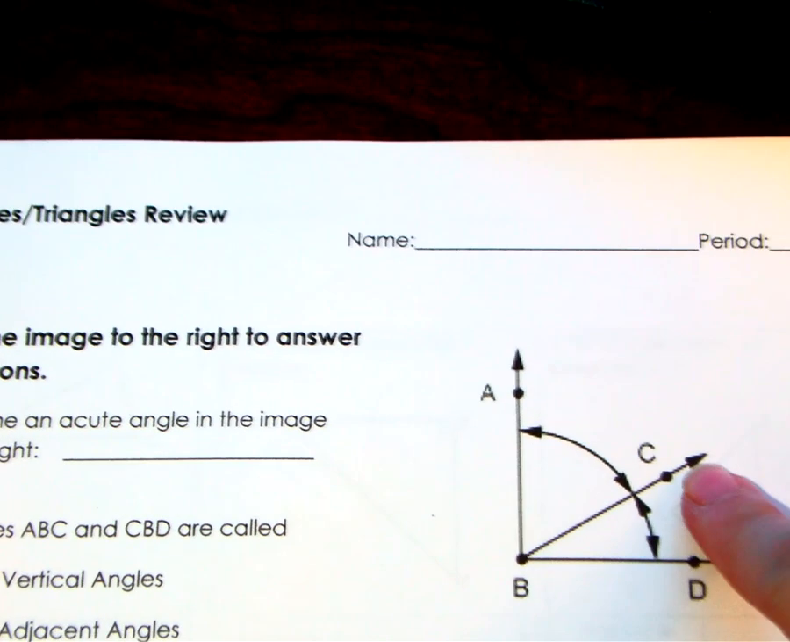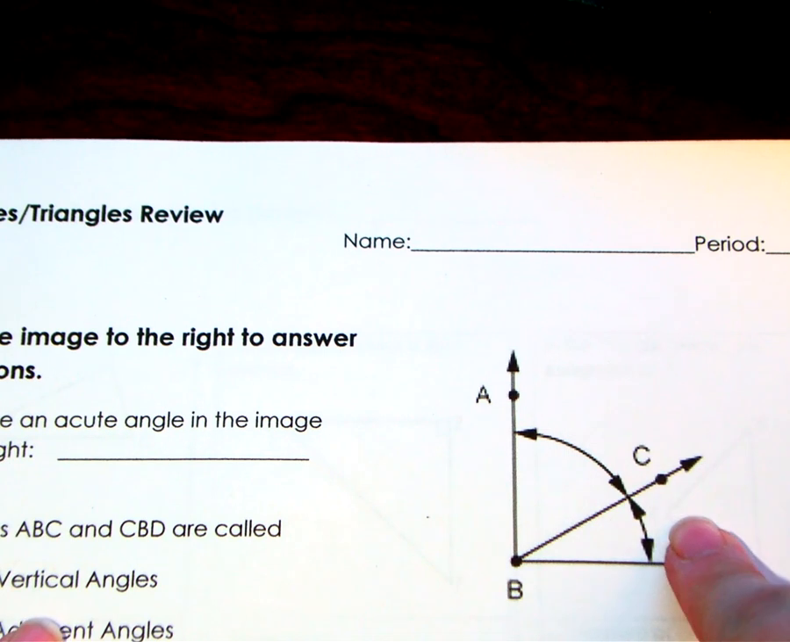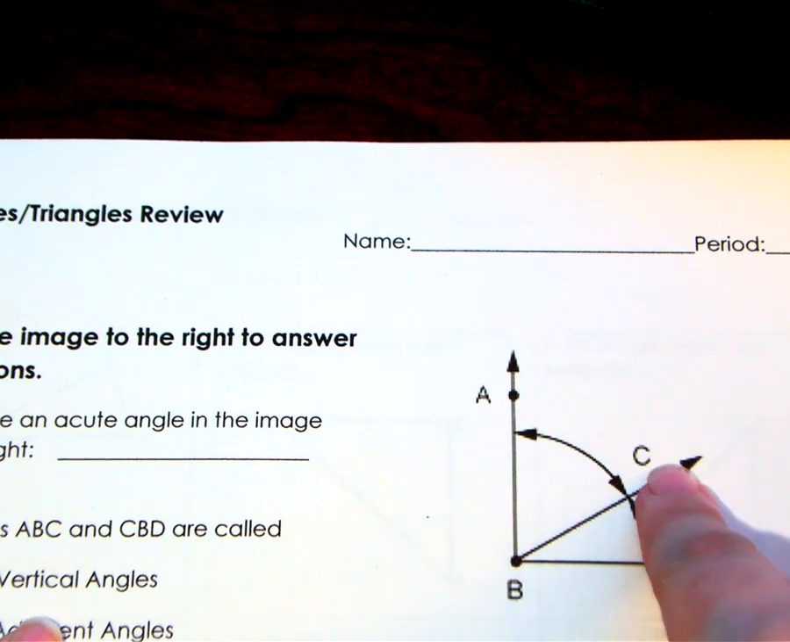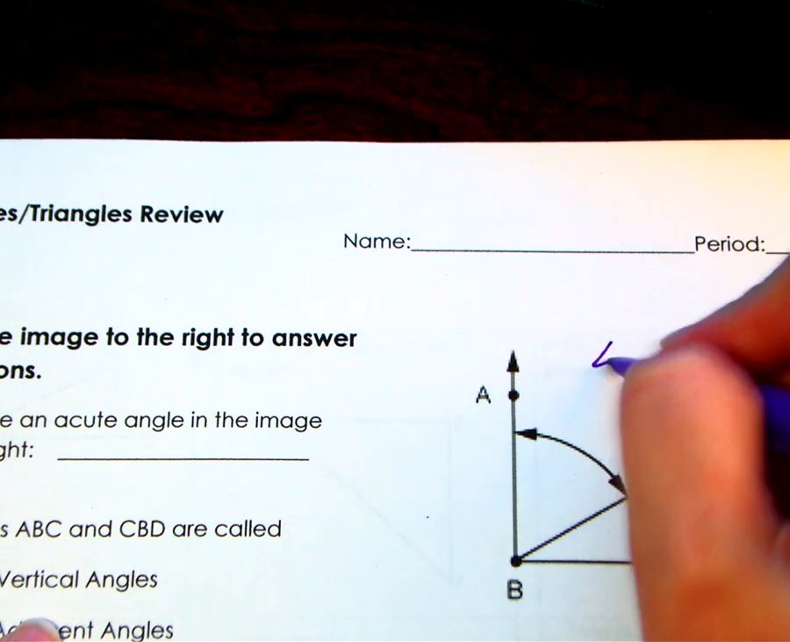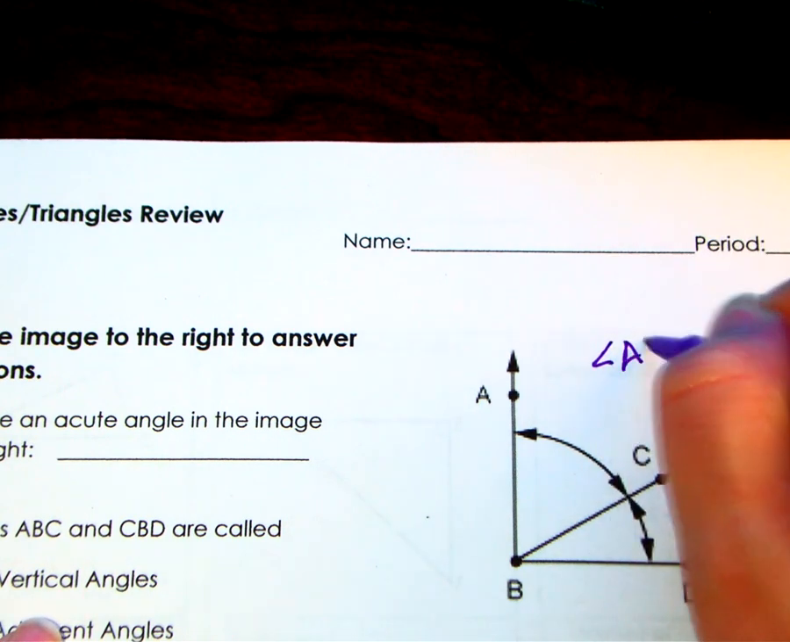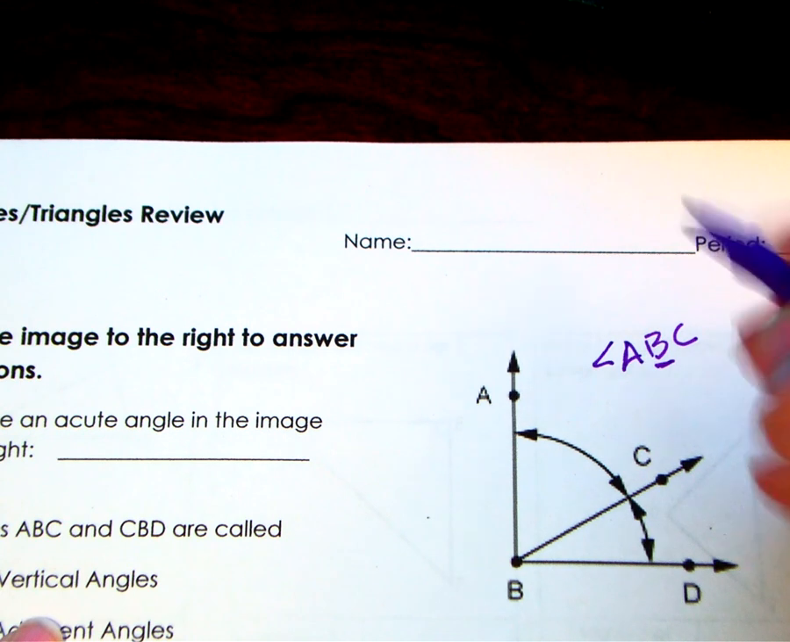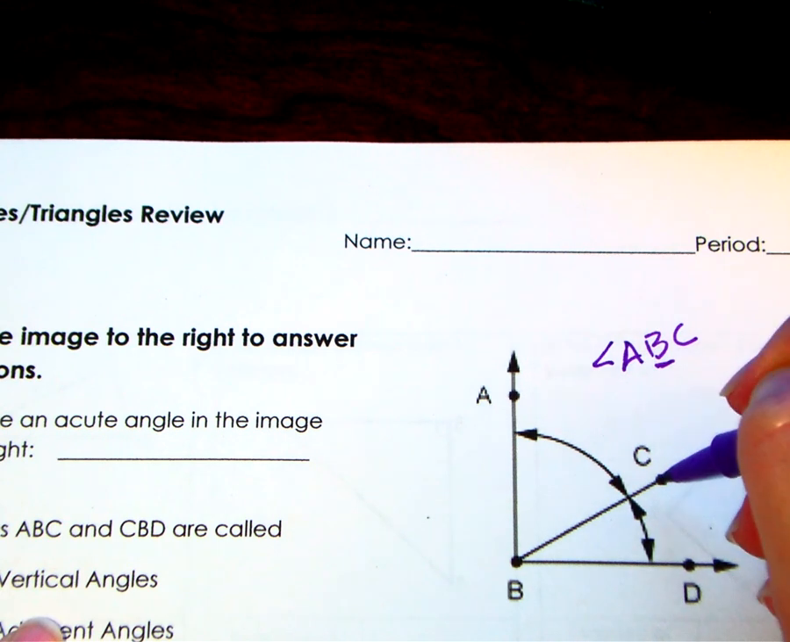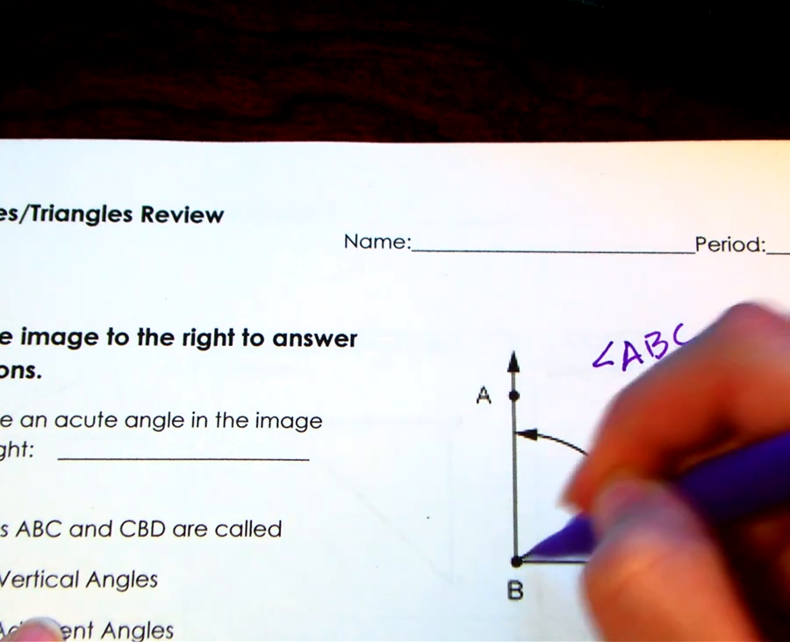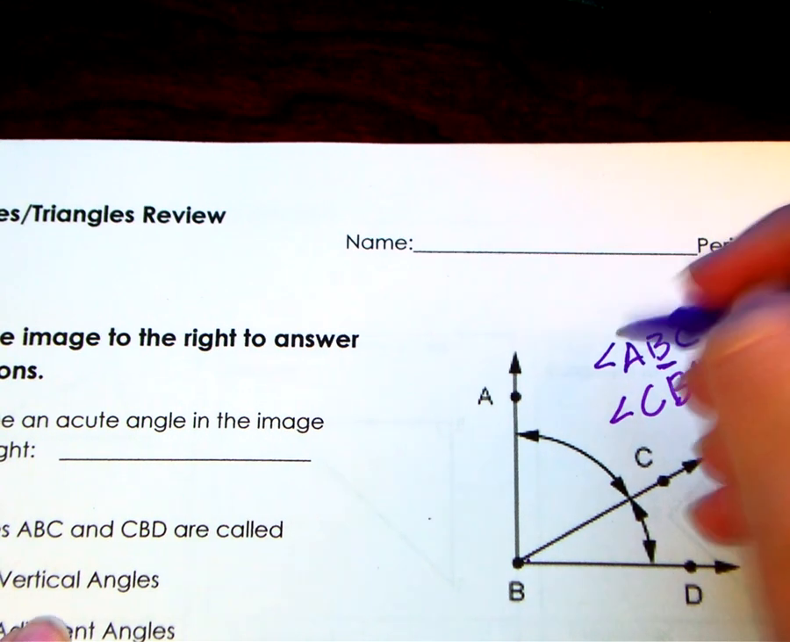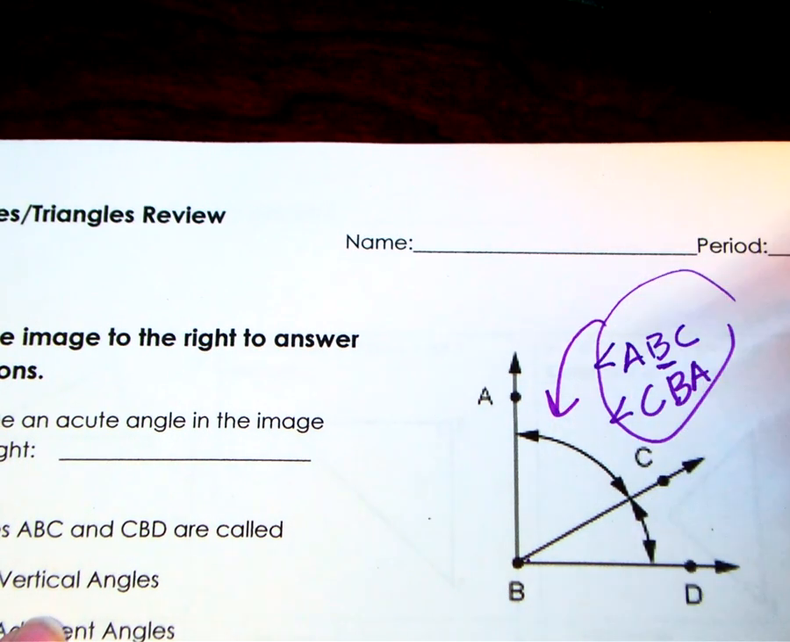So first off, there are two acute angles here. This one right here, where this arrow is going, is angle ABC. Write it like that, angle ABC. B is the vertex, so it needs to go in the center. Or you could write it the opposite way, as angle CBA. Both of those are referring to this angle right here.